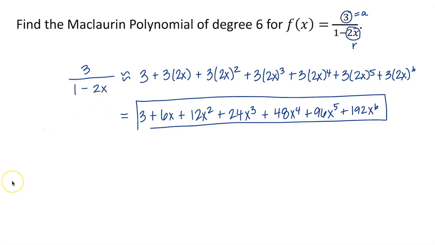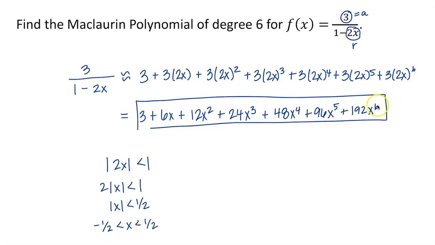But this only works for the set of values where the absolute value of the common ratio r is less than 1. So we can pull out the 2 and then divide by that. So the absolute value of x is less than 1/2, or in inequality notation, when x values are between -1/2 and 1/2. So it's this polynomial when the x values are between 1/2 and -1/2.